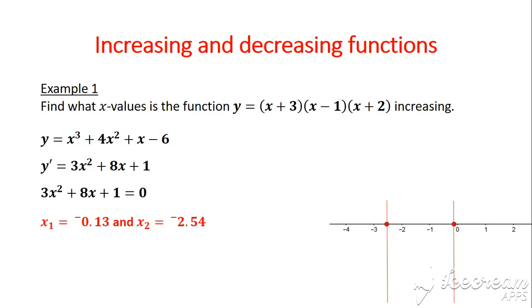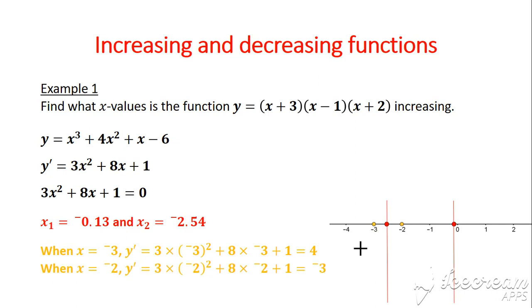All right, here's my x-axis, and I know I have a turning point at negative 2.54, and I also have a turning point at negative 0.13. Let's start off with a value on the left-hand side of my first turning point at negative 2.54 and substitute this value of negative 3 into my gradient rule, and I get a gradient of 4. That's a positive number, which means it's going uphill.